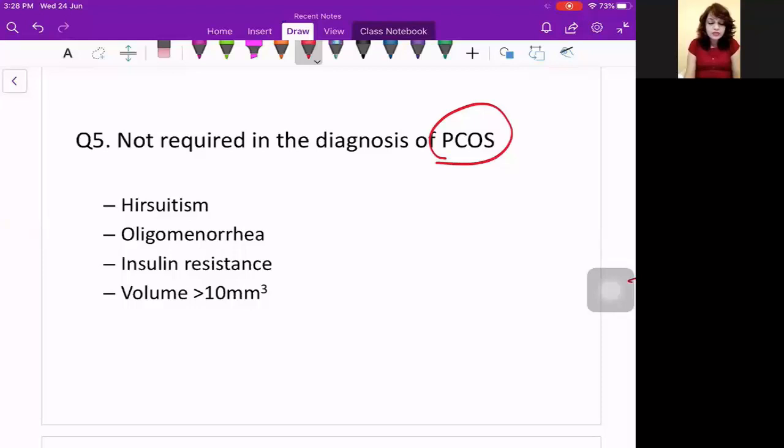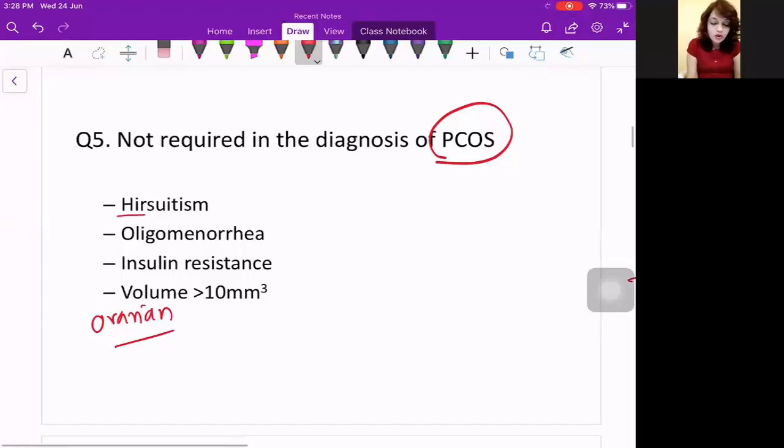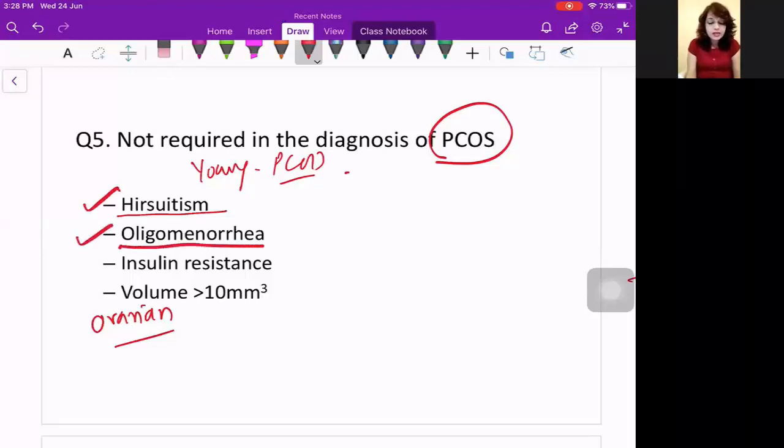Hirsutism, oligomenorrhea, insulin resistance, and ovarian volume more than 10 millimeter cube. Now PCOS is always the most common cause of hirsutism in a young female. PCOD is the answer you should mark, provided you have ruled out other etiologies like congenital adrenal hyperplasia, Cushing syndrome, adrenal tumor, ovarian tumor, etc. So hirsutism is always an important criterion. Oligomenorrhea, that is menstrual disturbance, again is an important criterion. Ultrasound showing ovarian volume is also considered, but insulin resistance, although seen, is not included in the criteria. So according to me, insulin resistance is the answer you should mark.